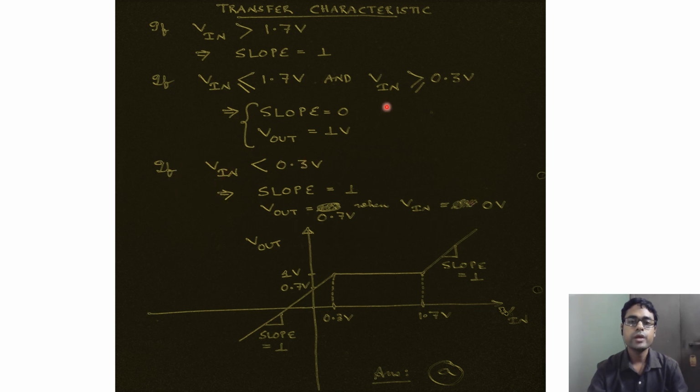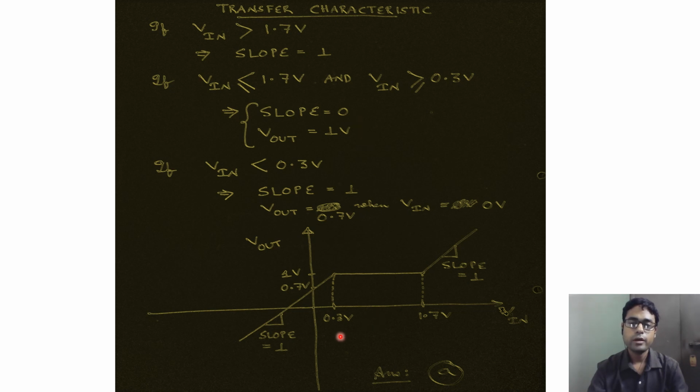And then finally what we have here is this one, where the input voltage is greater than or equal to 0.3 volt, but less than or equal to 1.7 volt. And the output voltage was fixed at 1 volt. So this is a constant 1 volt output that we obtain whenever the voltage applied at the input lies between 0.3 volt and 1.7 volt. And therefore, because this is a constant value, you have a slope of 0.